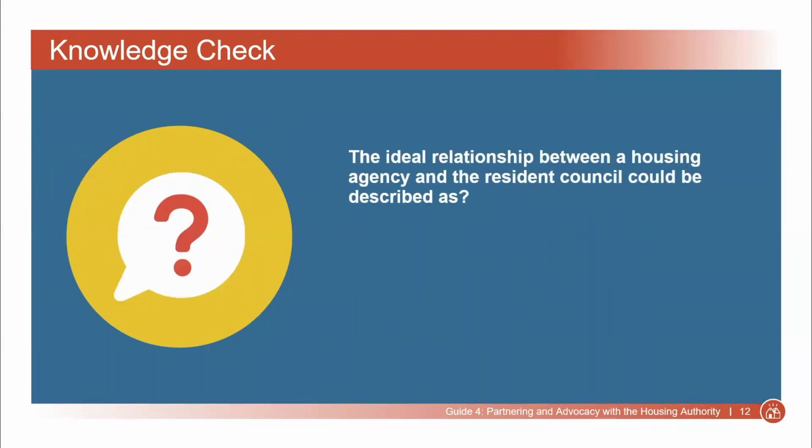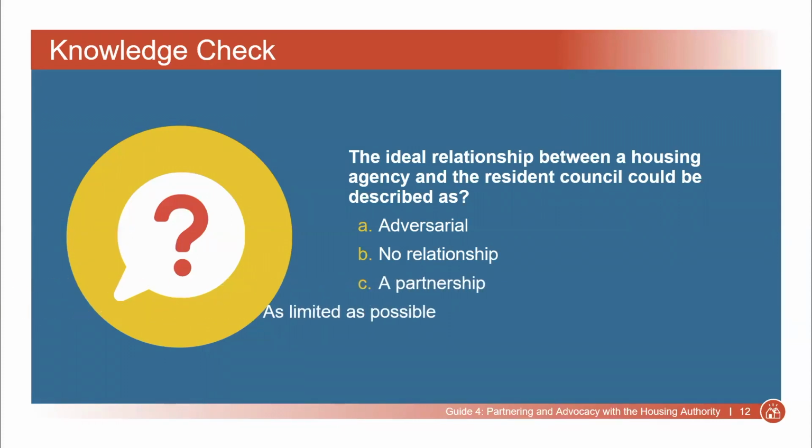The ideal relationship between a housing agency and the resident council could be described as A. Adversarial. B. No relationship. C. A partnership. Or D. As limited as possible. Again, we'll pause for a moment while you consider your answer.